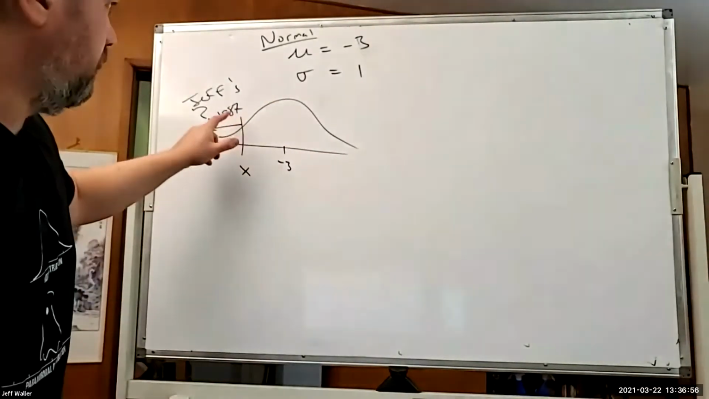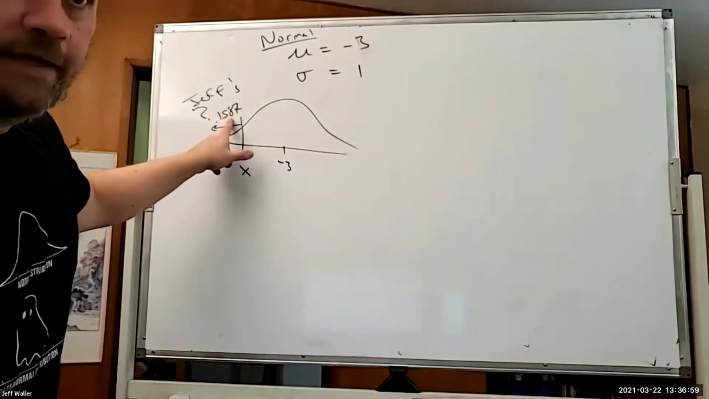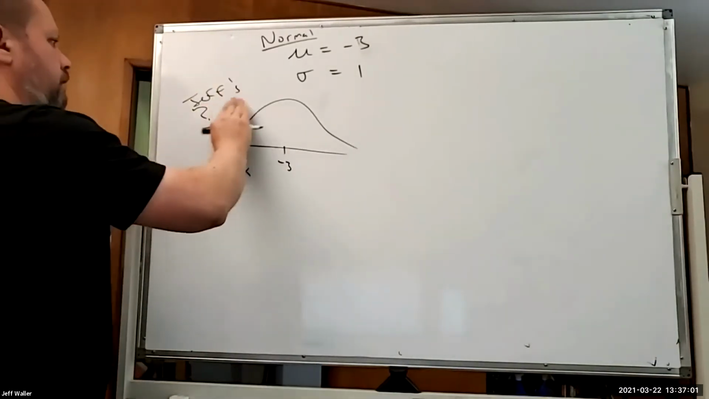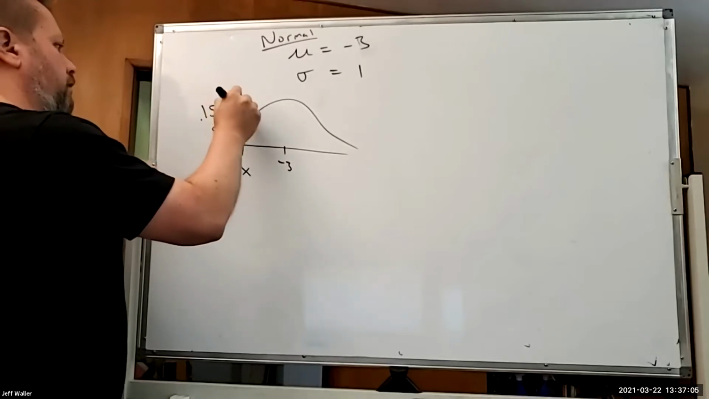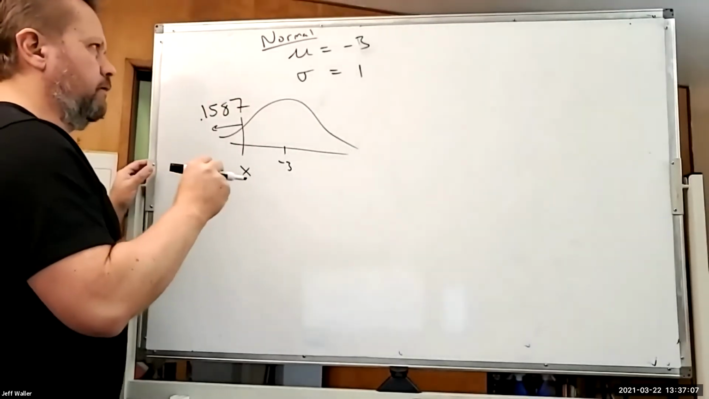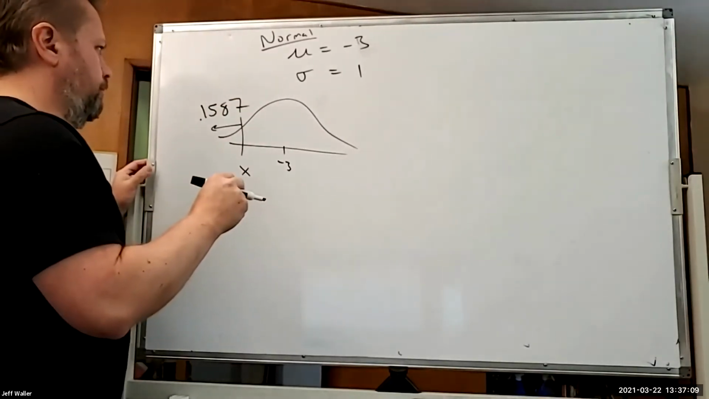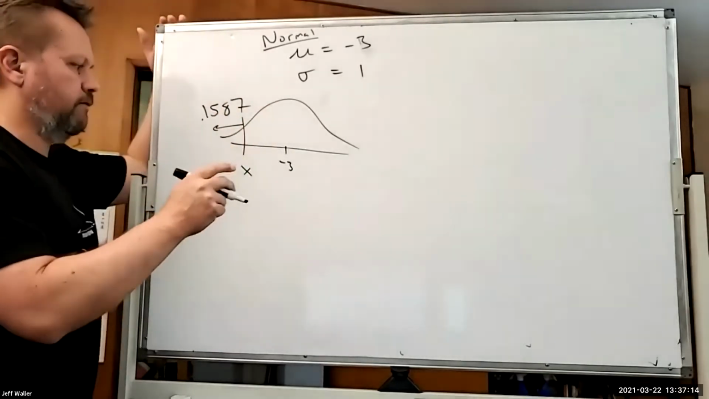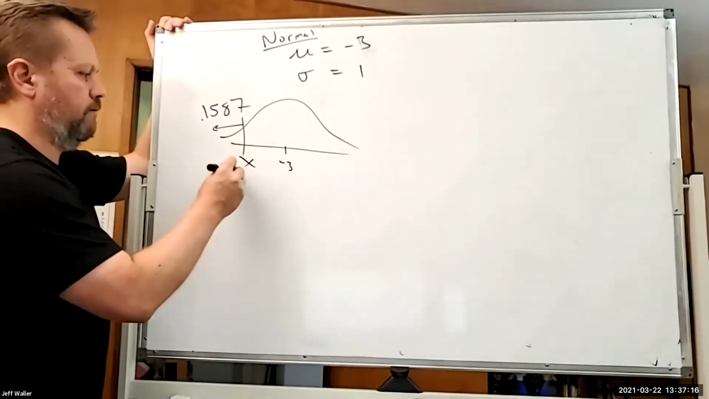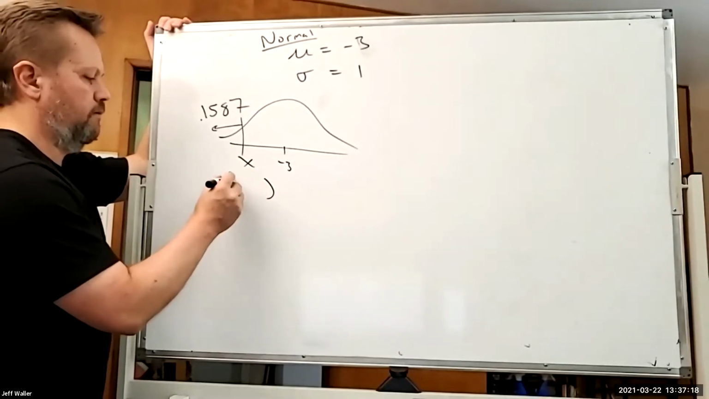I'm given a percentage, 15.87%. -1.0. Let me write that a little bit bigger. Wait a minute. -1.0. That's not the X, that's the what? That's the z-score. That's the z-score.